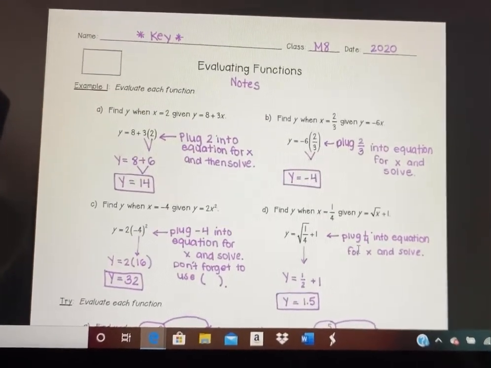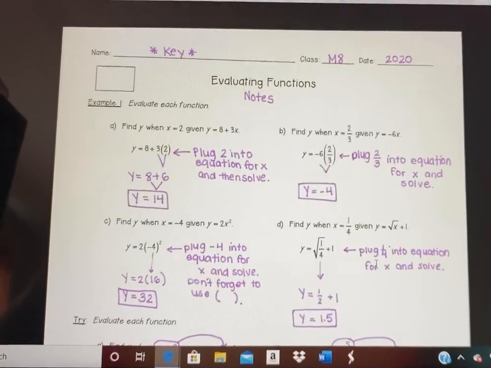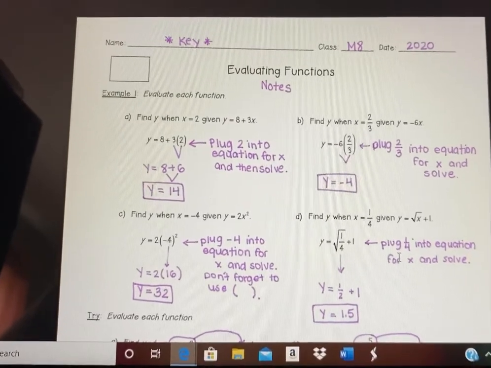This week we're going to be talking about evaluating functions. So I'm going to walk you through some of the notes and then go through some other problems on a piece of scrap paper with you guys.